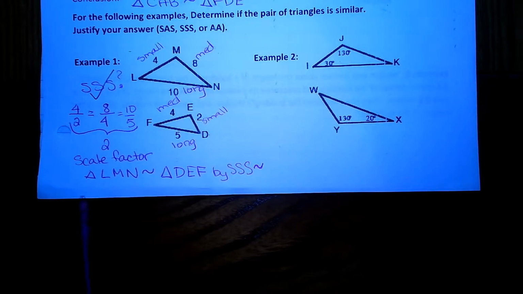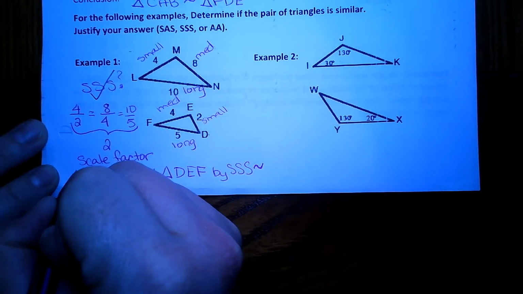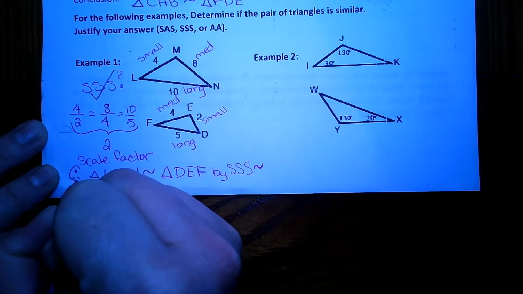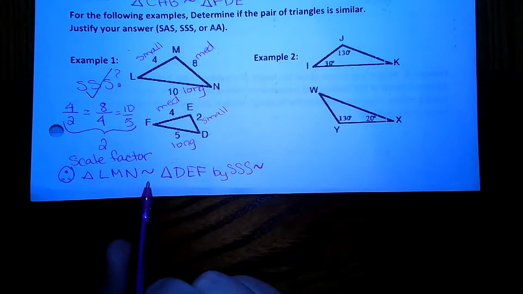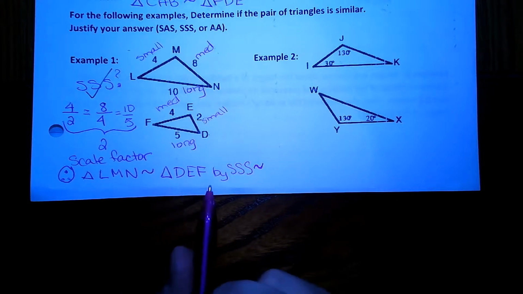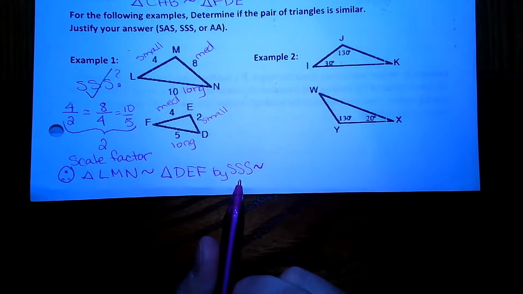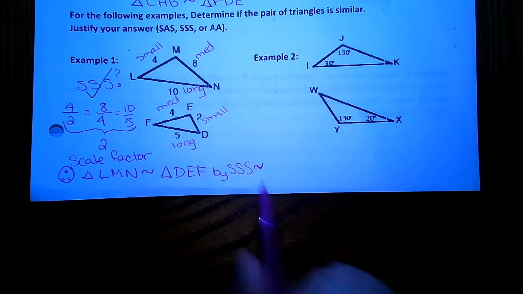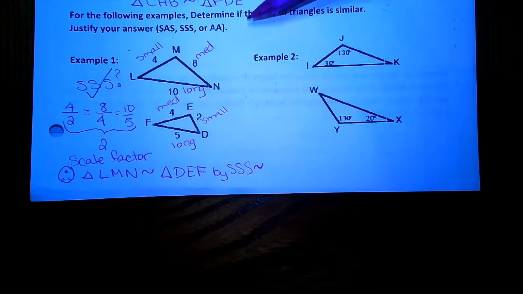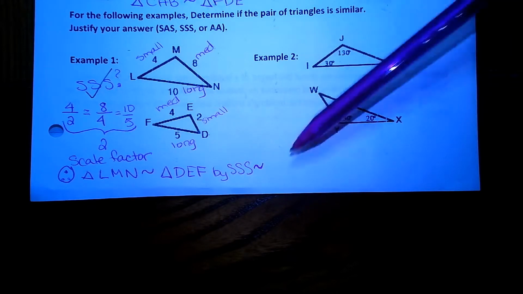So what I've said here, final answer, I'm going to put my little final answer symbol out front. Final answer, triangle LMN is similar to triangle DEF by the SSS similarity postulate. So I'm fulfilling the directions. It says first, determine if they are similar. If they are, state that they're similar and justify the answer.